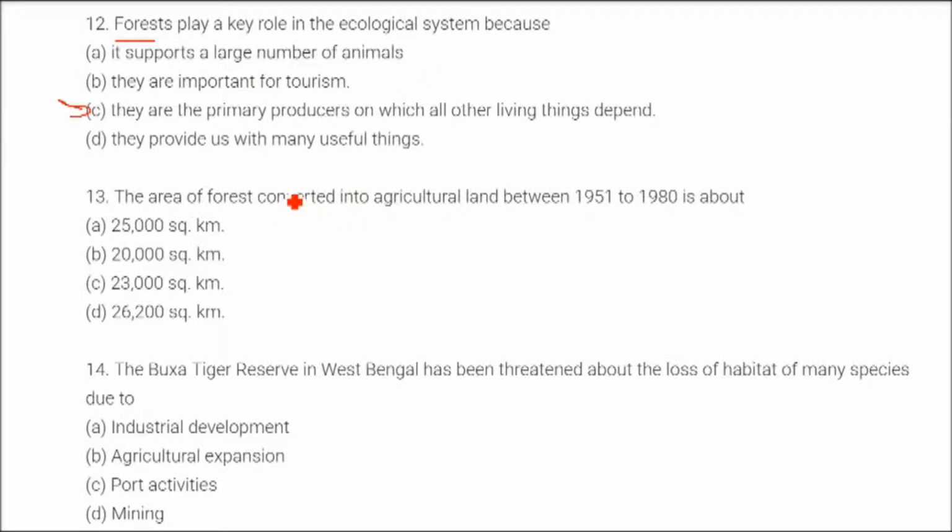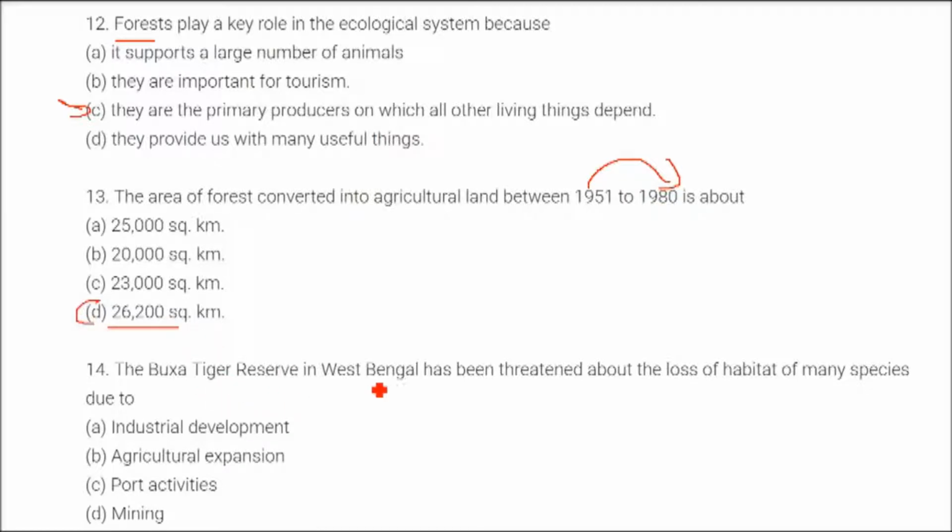The area of forest covered or converted into agriculture land between these 30 years, 1915 to 1980, and the answer is 26,200 square kilometer. This is the answer.